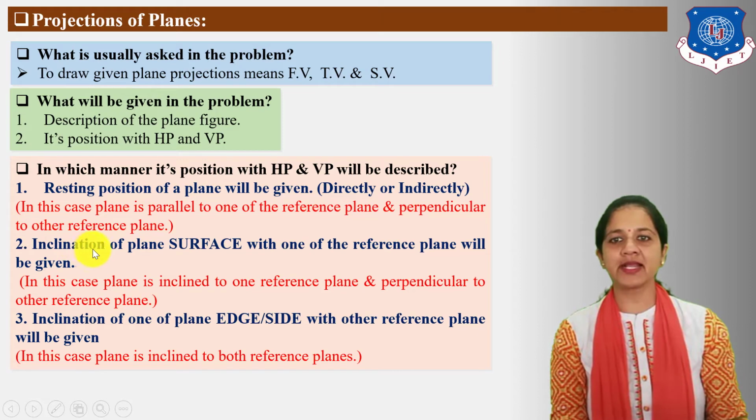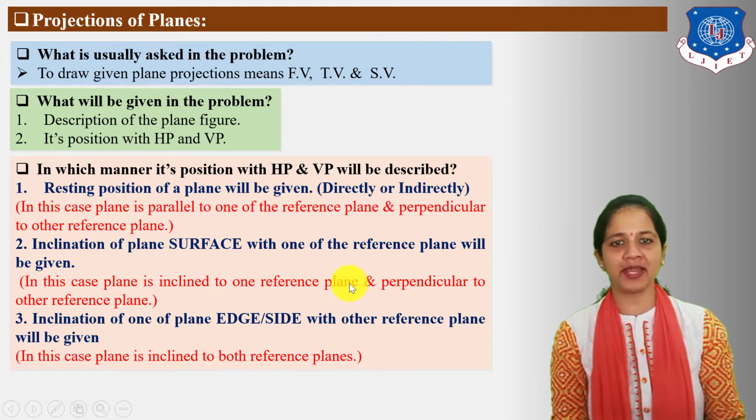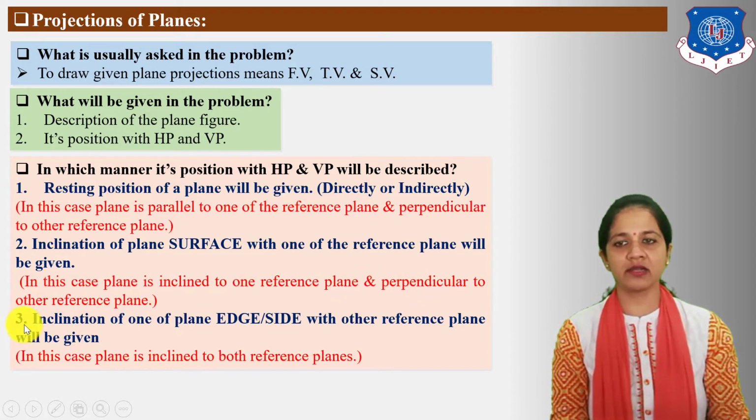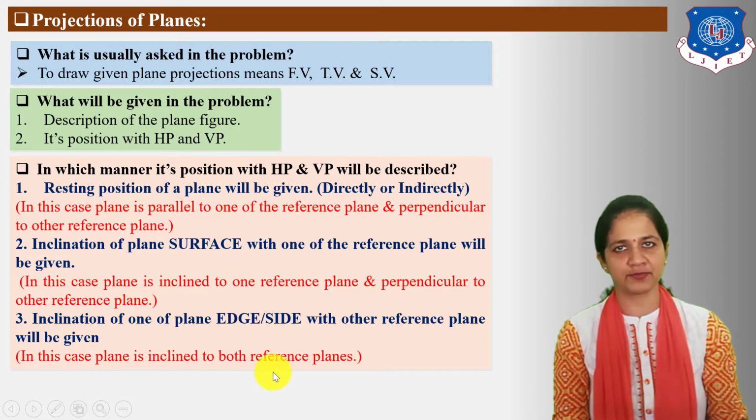Second case, the inclination of the plane surface with one of the reference planes will be given. Means in this case, the plane is inclined to one reference plane and perpendicular to the other reference plane. Next, third case, the inclination of one of the plane's edges or sides with the other reference plane will be given. Means in this case, the plane is inclined to both reference planes.